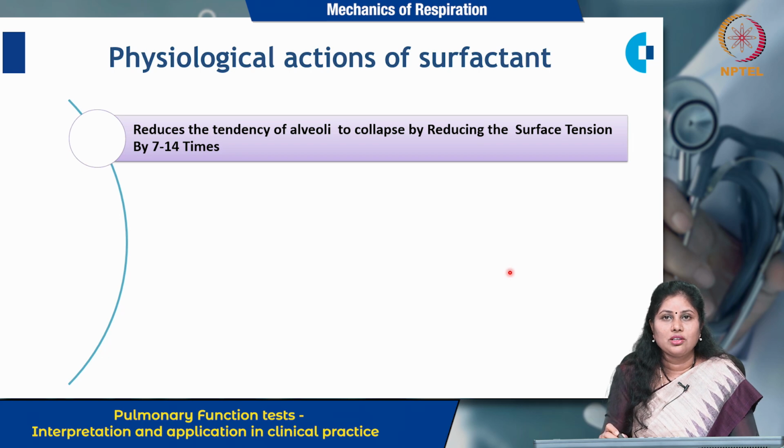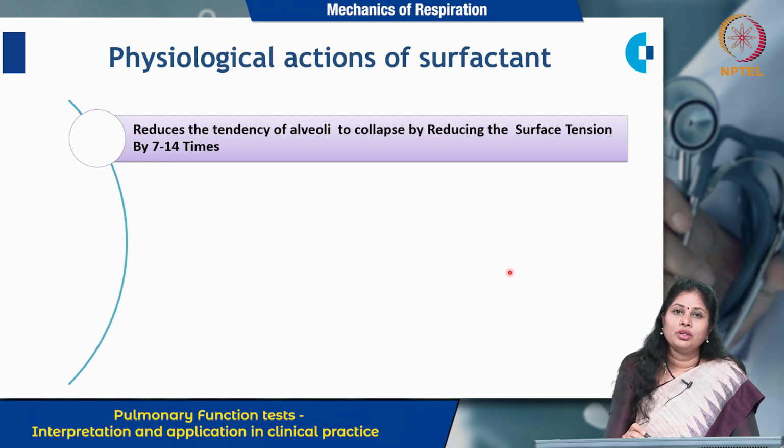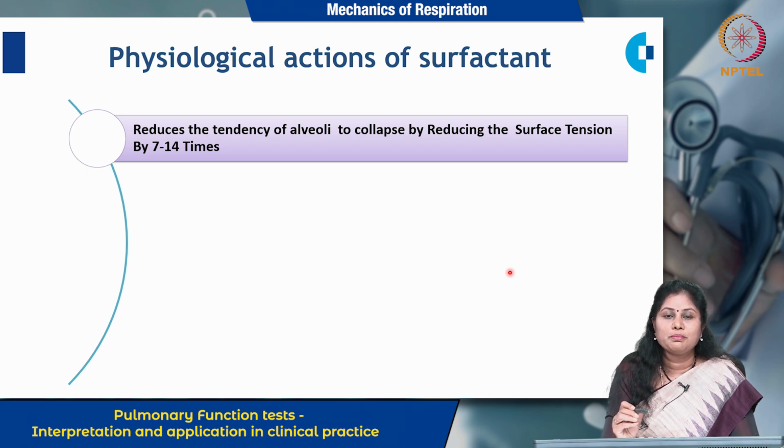So summarizing the physiological effects of the surfactant, surfactant reduces the tendency of the alveoli to collapse by reducing the surface tension by almost 7 to 14 times. The surface tension of pure water is around 70 dynes per centimeter. The alveolar fluid without surfactant comes to about 50 dynes per centimeter, but with surfactant, the surface tension is reduced to just 5 to 30 dynes per centimeter.